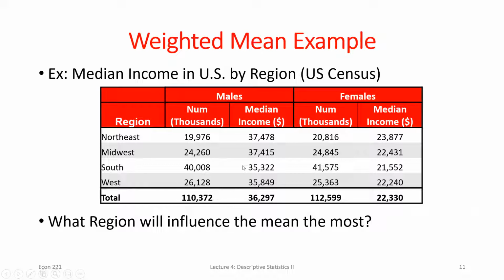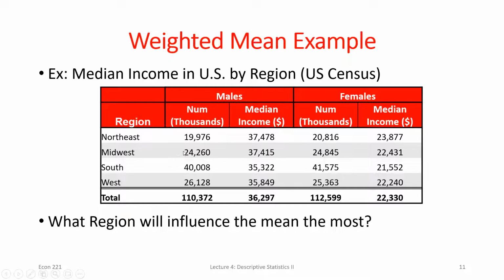But just the general principle: which region here, doesn't matter if we're looking at males or females, should have the most influence over the weighted mean that we calculate? They're not just treated as one quarter each. We look at their weights. What would our weights be here? The South is going to have the highest influence, because pretty clearly the 40,000, 41,000 has the highest weight.